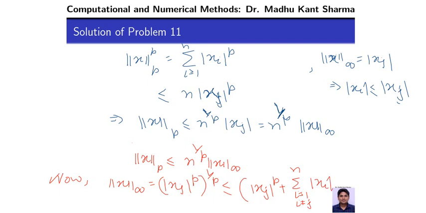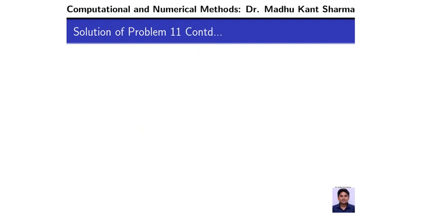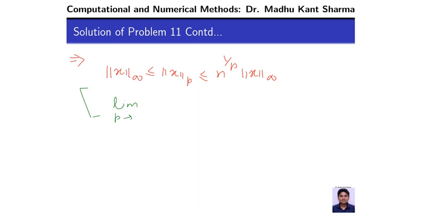Now if you recall, you can prove that the limit as p tends to infinity of n to the power 1 by p is equal to 1, by taking log on both sides. As an exercise, letting p tend to infinity and using the sandwich theorem, the limit as p tends to infinity of the p-norm of x is equal to the infinity norm. This is our claim.